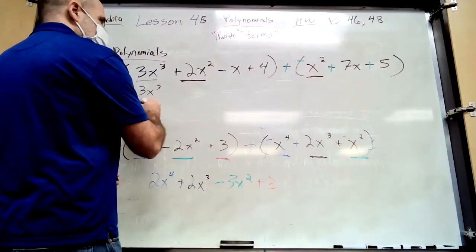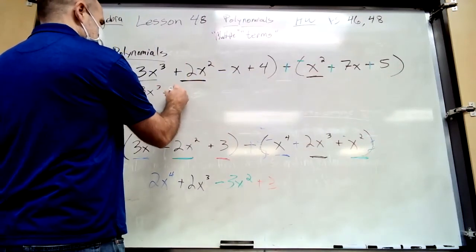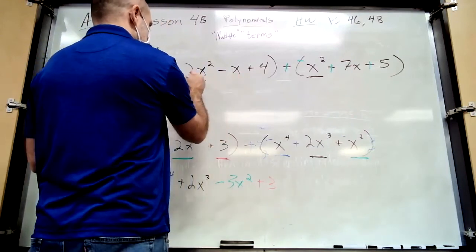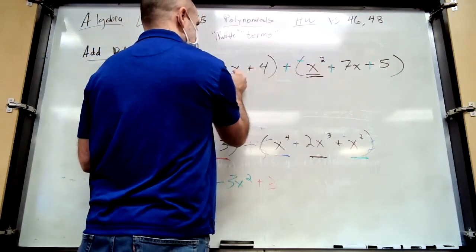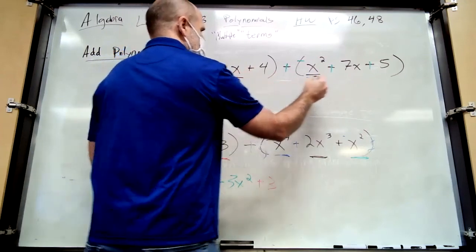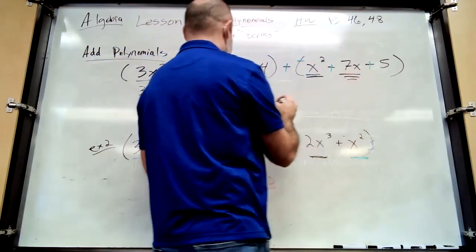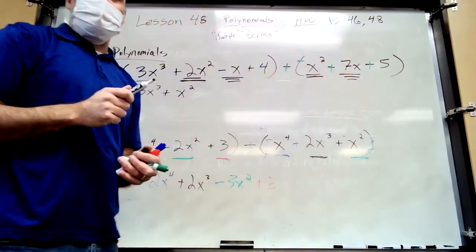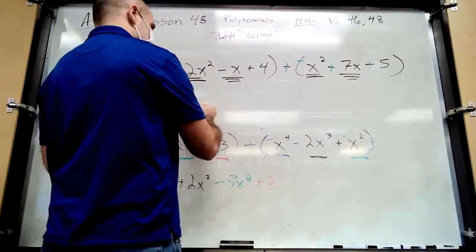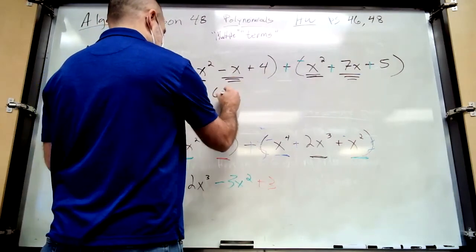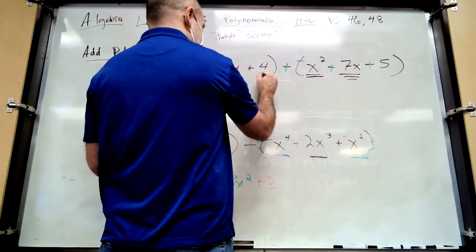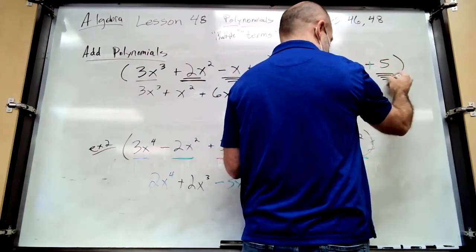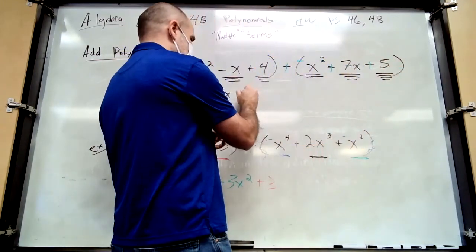Okay? So 3x cubed plus x squared. And then we've got, oops, I'm going to do that so it's not confusing. Then we've got these x's. So now it's a negative x and a positive 7x. Positive and negative subtract. So you get 6x. And then you've got a positive 4 and now a positive 5. Okay, so that's plus 9.